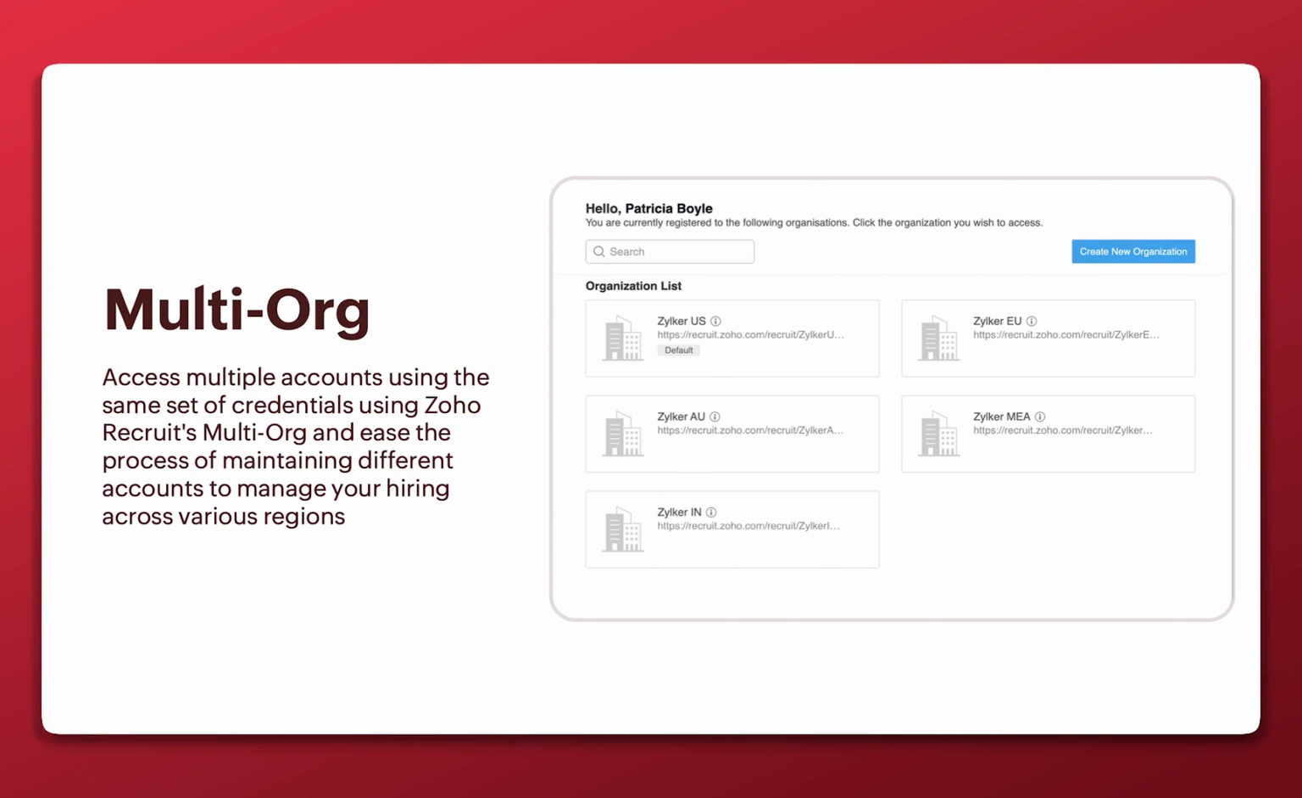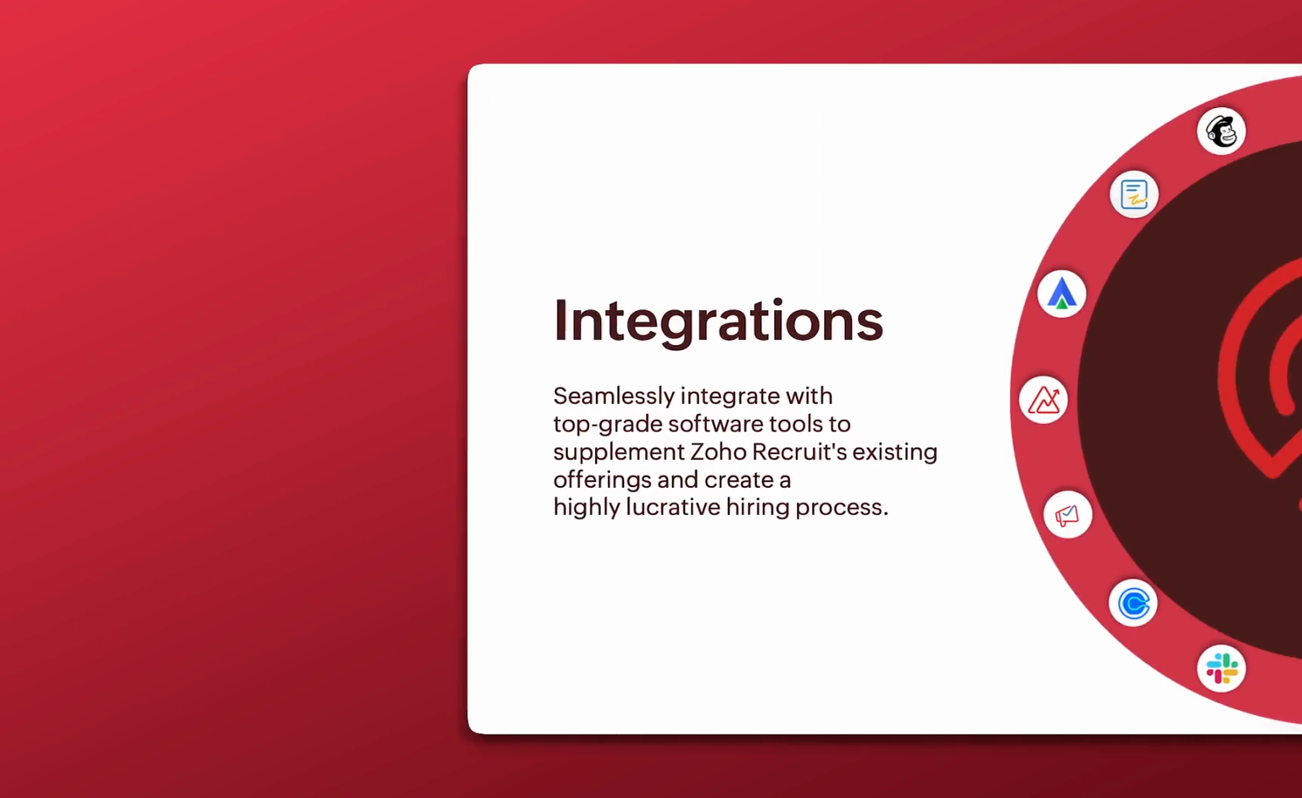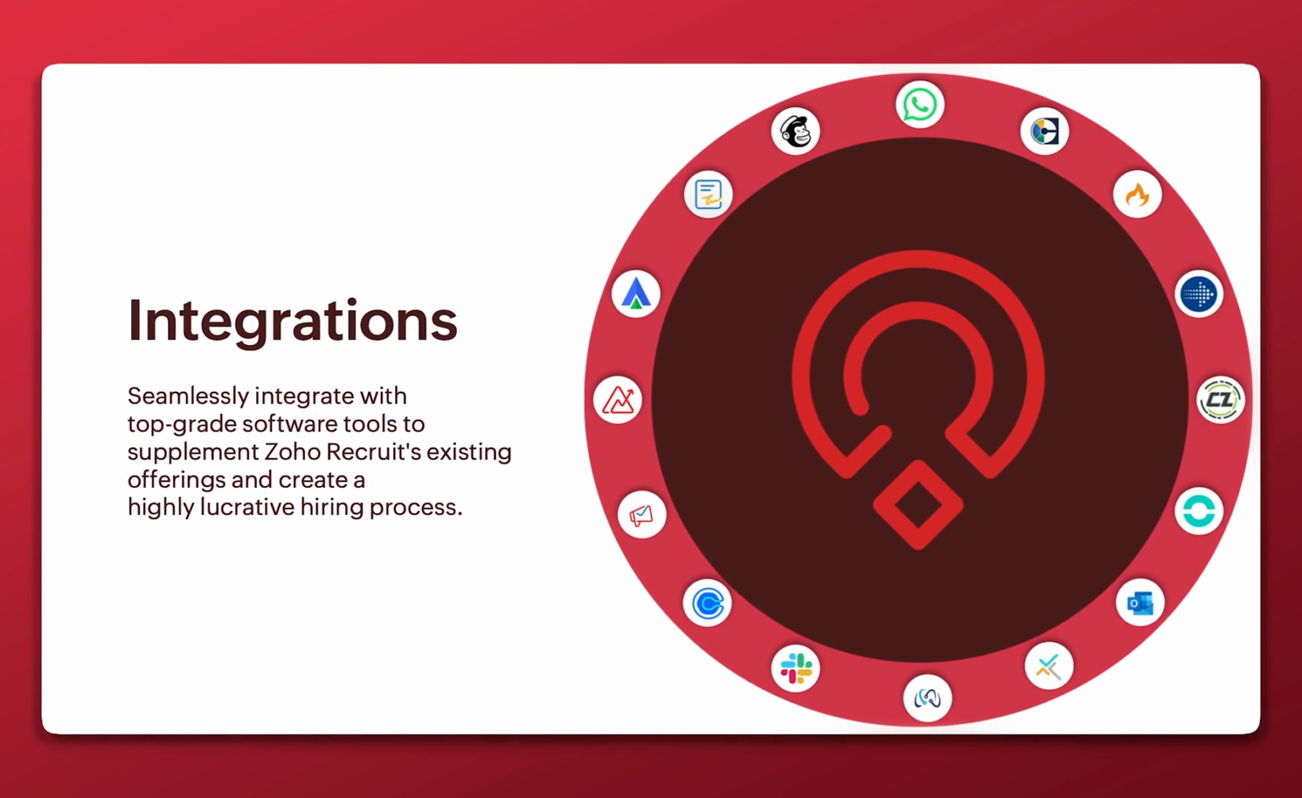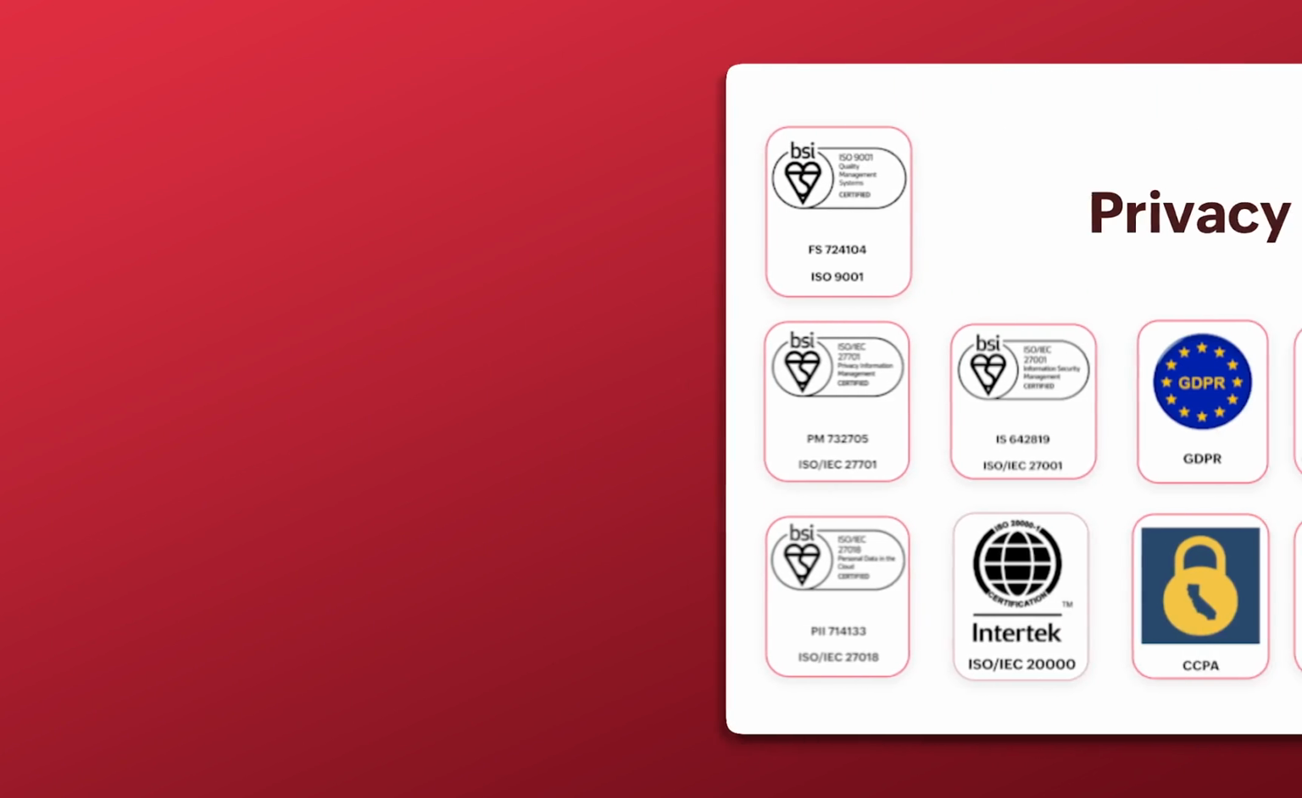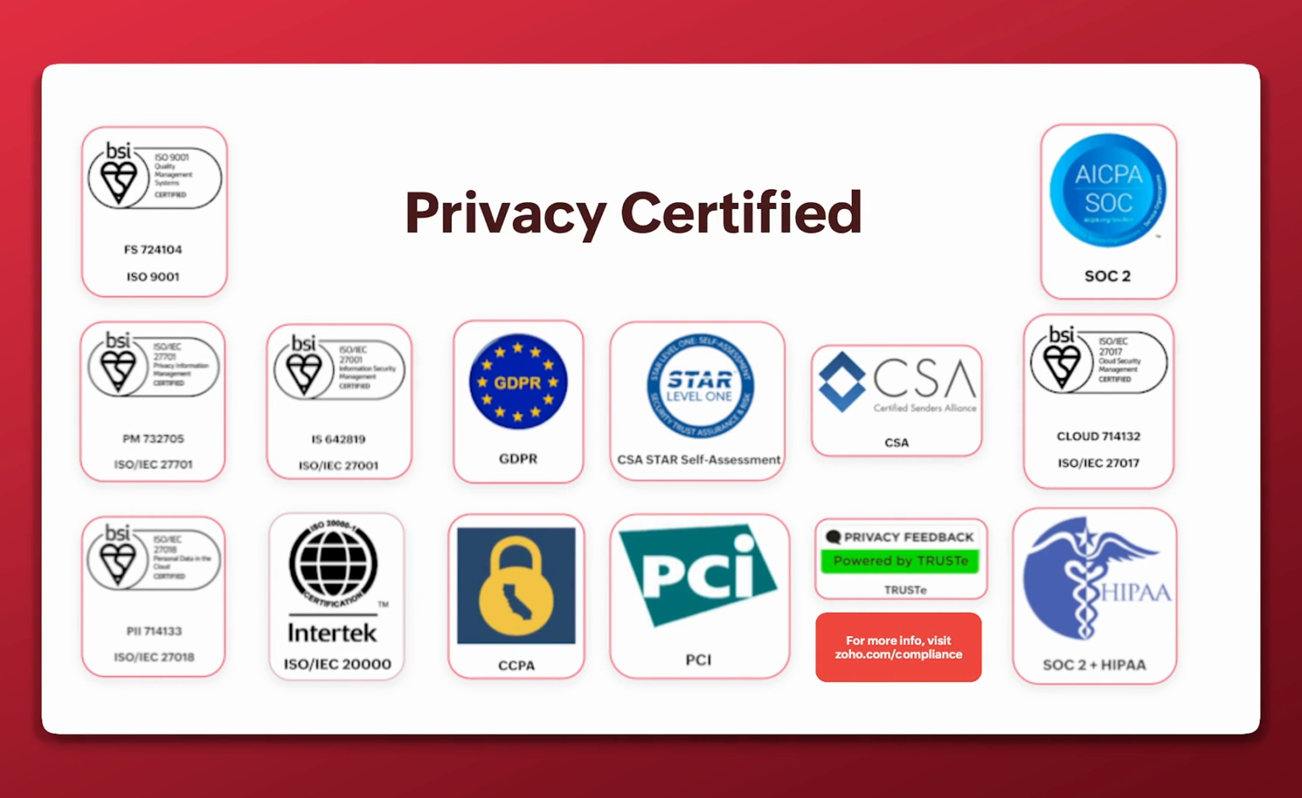In order to improve multiple account accessibility, Zoho Recruit allows users to configure multiple orgs and manage them from one account with a common login credential. They can easily swap between the accounts whenever required. Zoho Recruit seamlessly integrates with a multitude of tools and services to offer you a unified and efficient recruiting experience. Zoho Recruit is committed to ensuring the highest standards of data security and privacy, and these are some of the privacy certifications that we own.